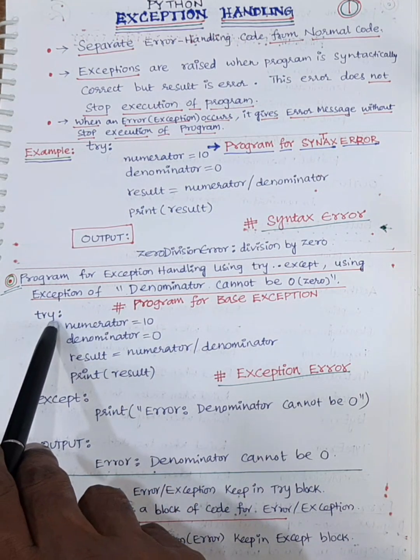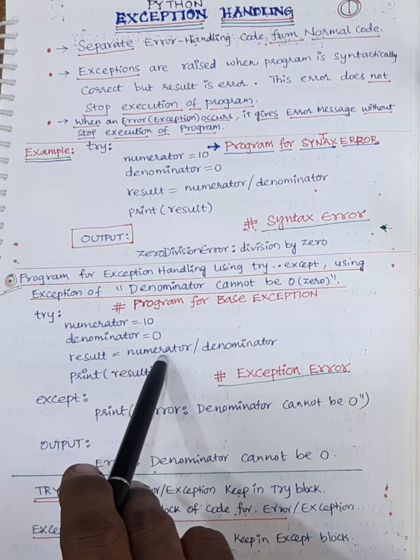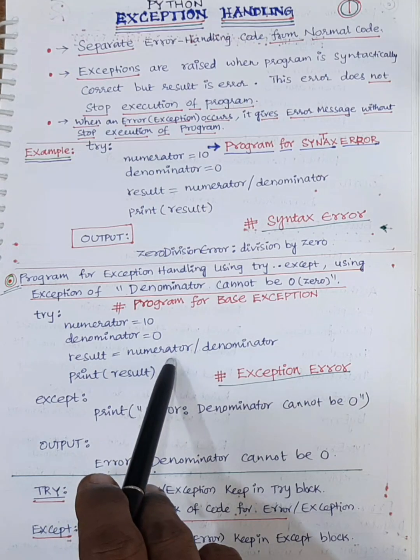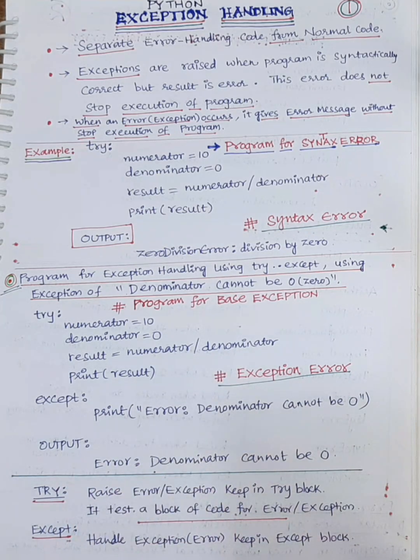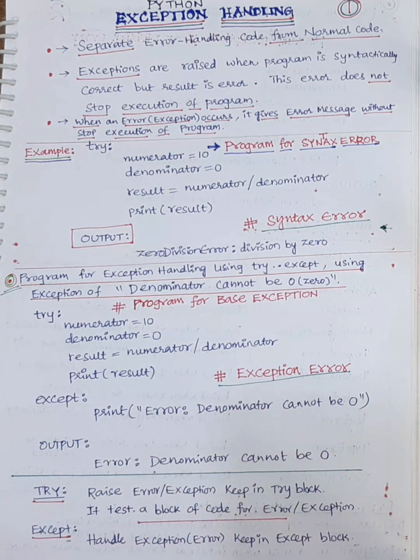What we are going to raise the error, we have to write in the try block. We write in the try block numerator is 10, denominator is 0. Result is numerator by denominator. Here numerator value 10, denominator is 0. 10 by 0 is infinity. So here we have to get a runtime error. The program has to be aborted, stopped in the middle. But it will not stop. It's not a general program. It is separate. It is apart from other general programs.